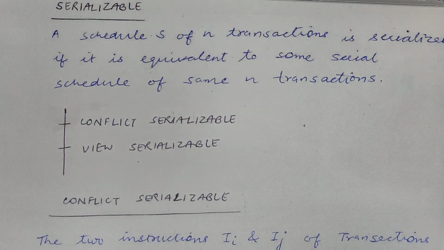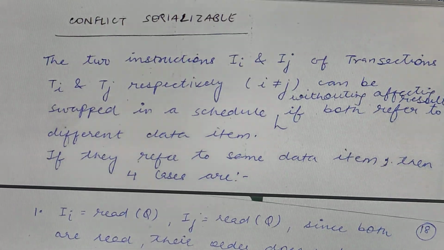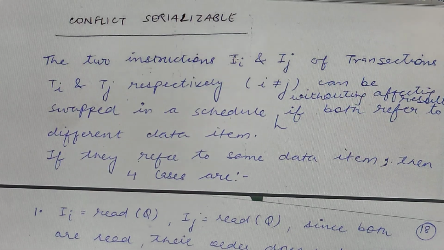So we have two types of serializable: conflict serializable and view serializable. What is conflict serializable? Consider two instructions Ii and Ij of transactions Ti and Tj. Instruction means those read and write operations that we were studying earlier; they are known as the instructions. Suppose I am having two transactions T1 and T2. I am having two instructions: I1 instruction belongs to transaction T1, and I2 instruction belongs to transaction T2.